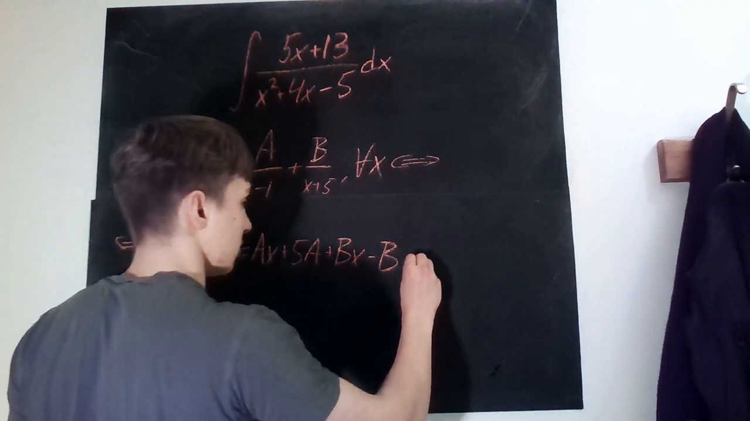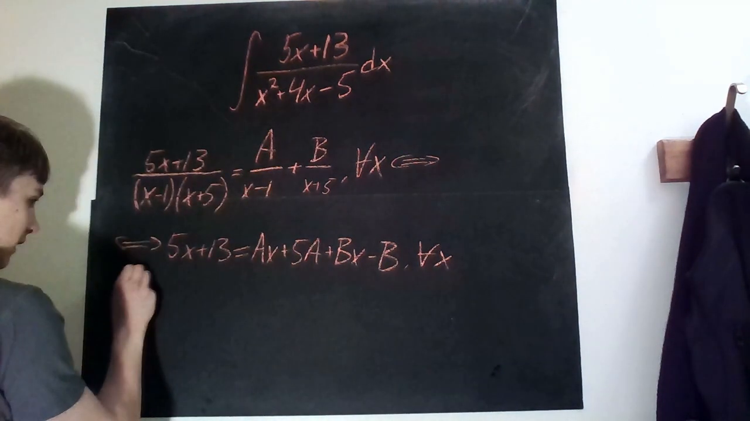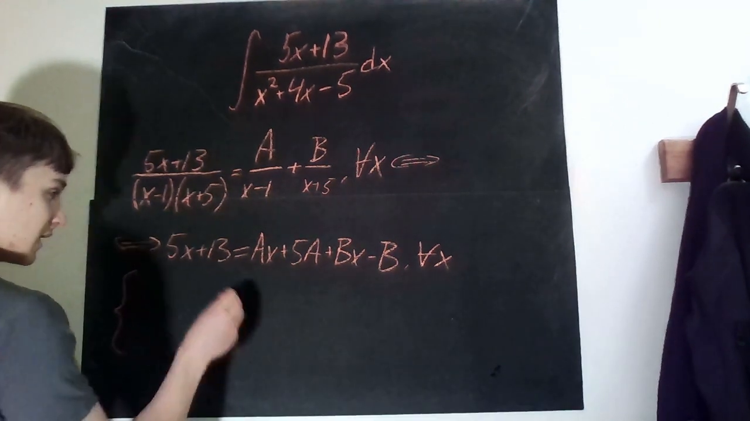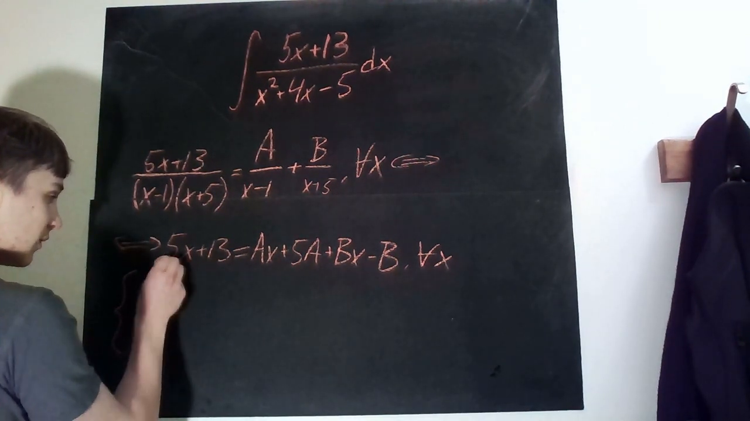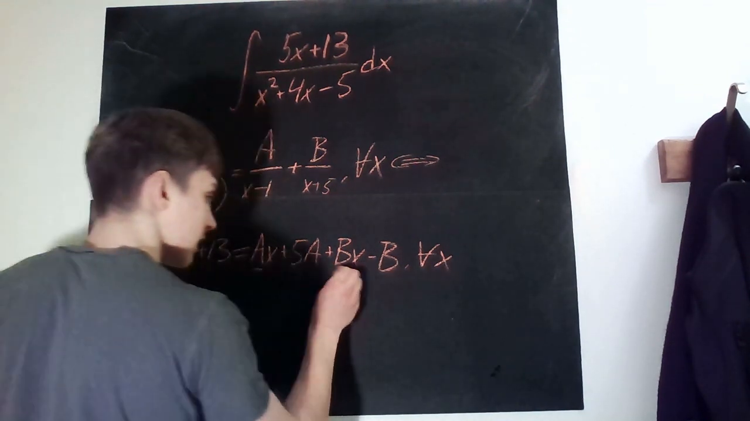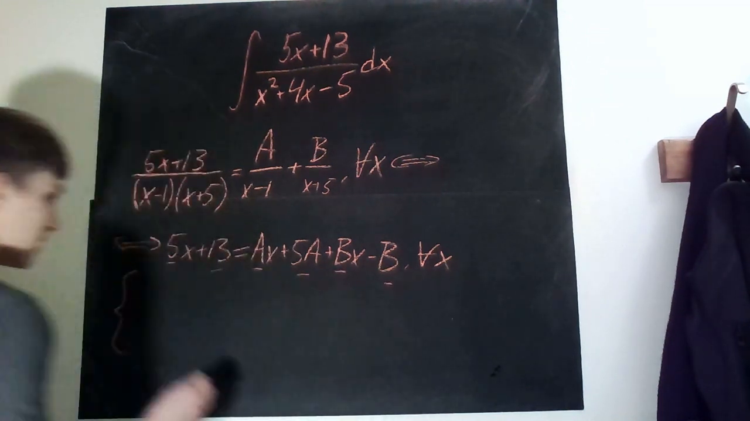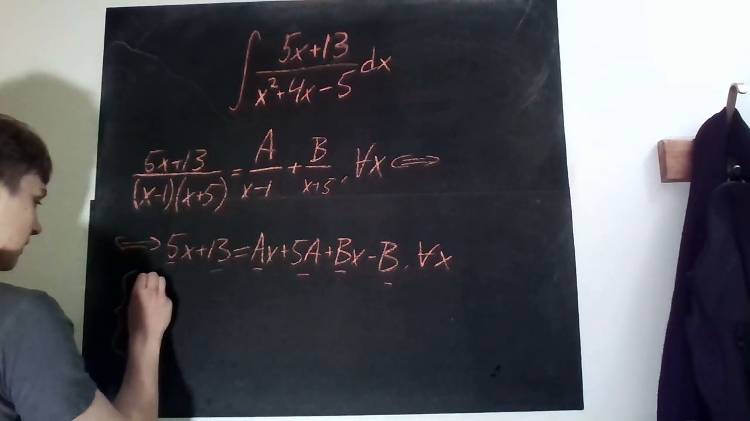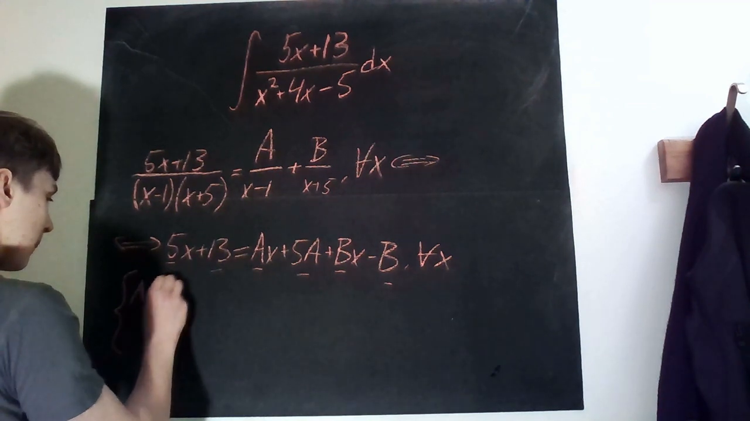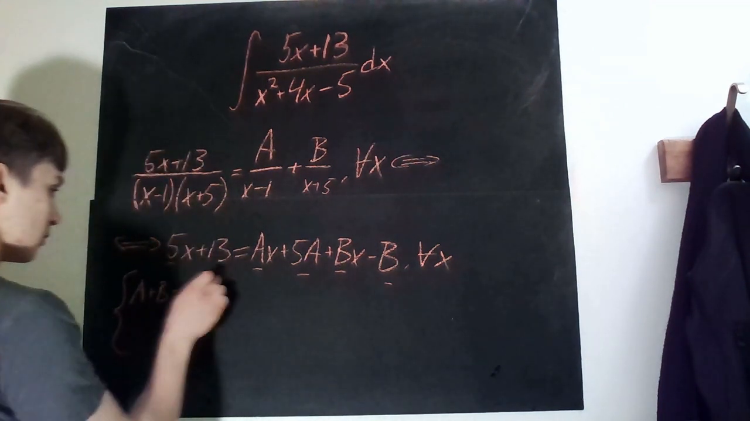And we also want this to be true for all x. So what does this imply? This, of course, implies that the coefficients in front of the x's have to amount to the same, and also the constants have to be the same. So therefore, a plus b is equal to 5. And we also know that 5a minus b is equal to 13.